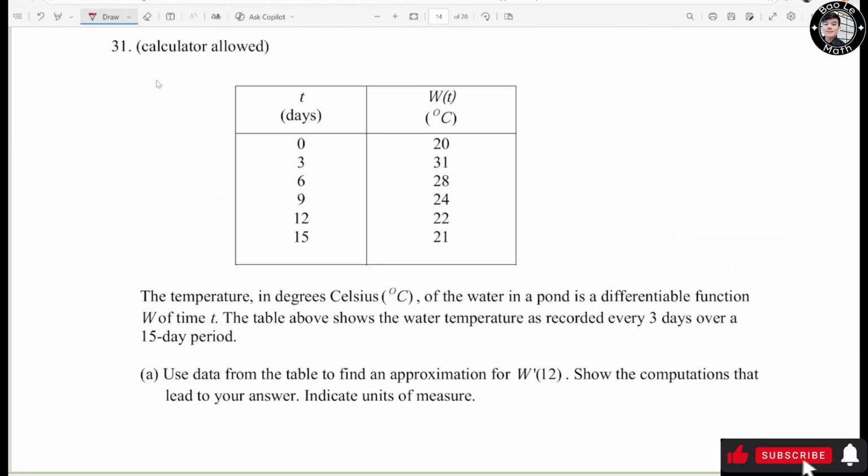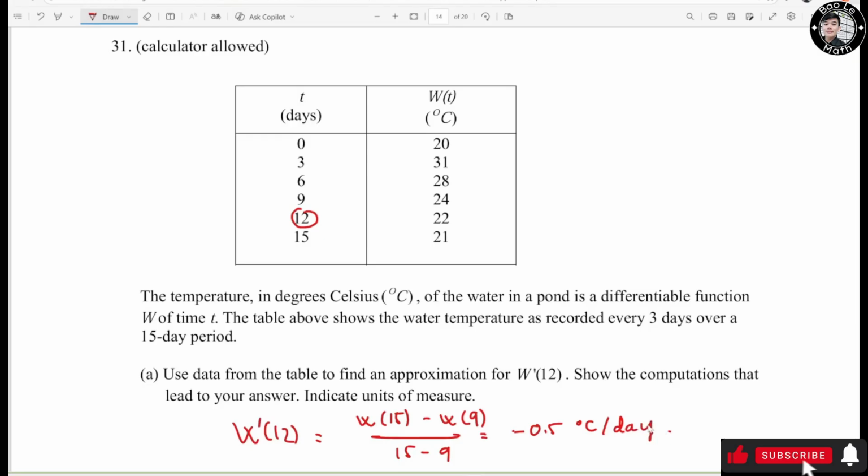Now let's move on to question 31. Alright, so question 31 is similar to question 30. Now, you're given 12 right here, so the question wants you to calculate W prime of 12. You're going to use the mean value theorem. So W prime of 12 equals W of 15 subtract W of 9 over 15 subtract 9. So the answer must be negative 0.5 degrees per day.